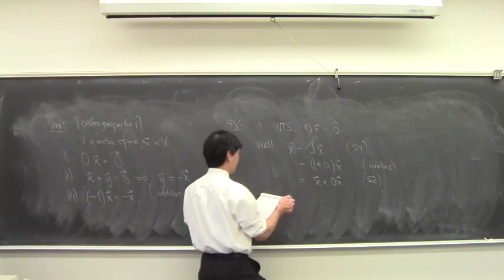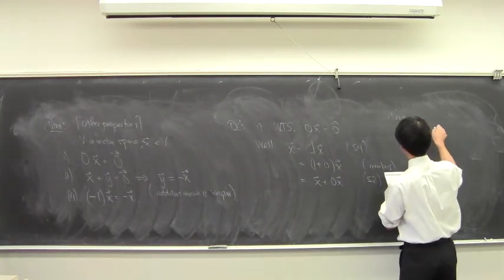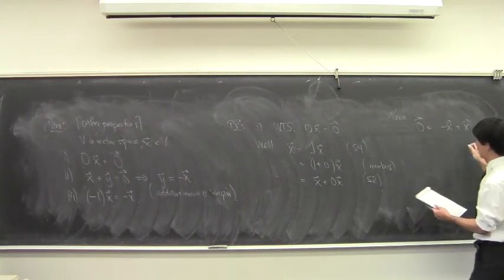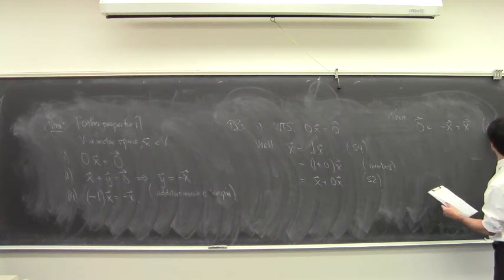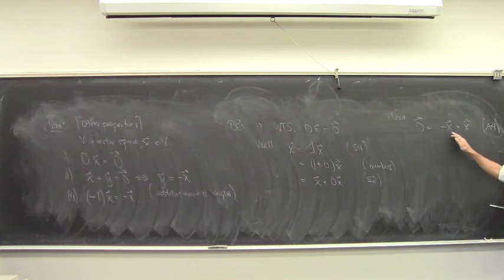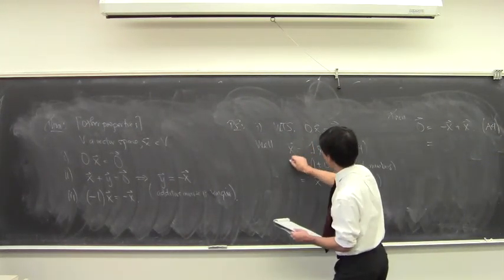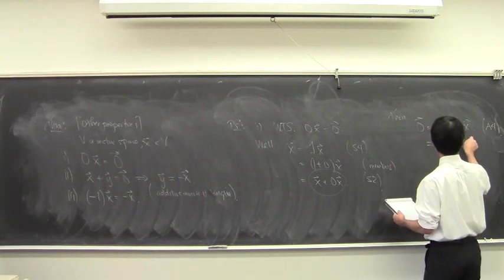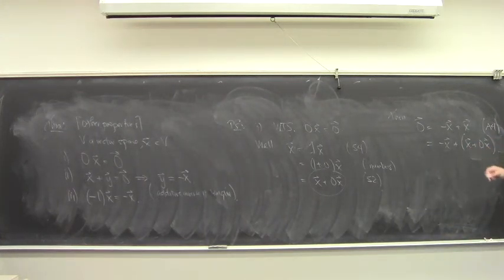Okay. Well then, the 0 vector is negative x plus x by axiom A4, because if you add something to its additive inverse, you get the 0 vector. We just saw that x is equal to this, so we're going to rewrite that. This is negative x plus x plus 0x, by the above.